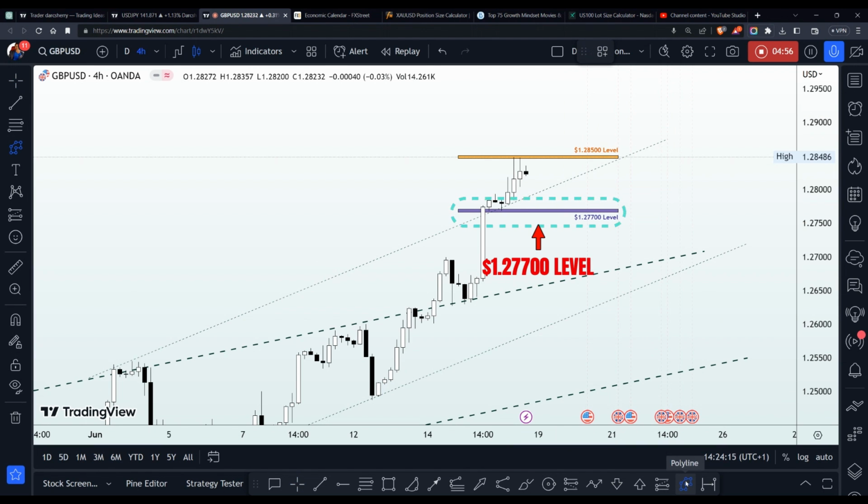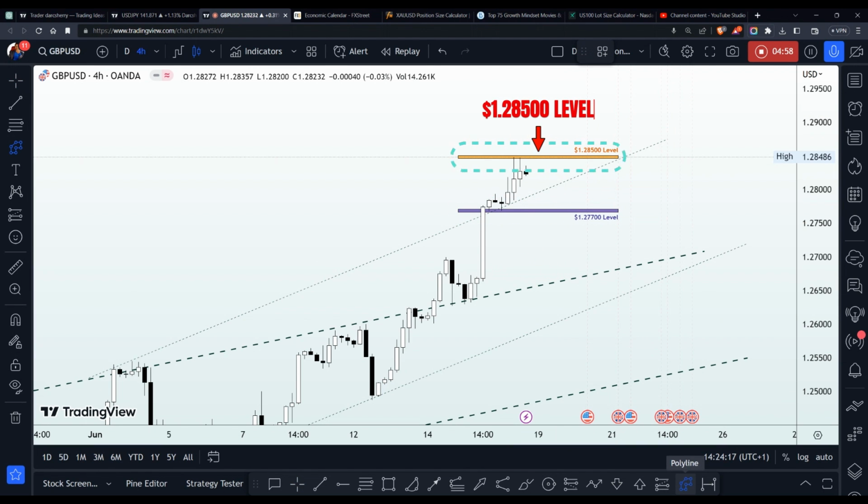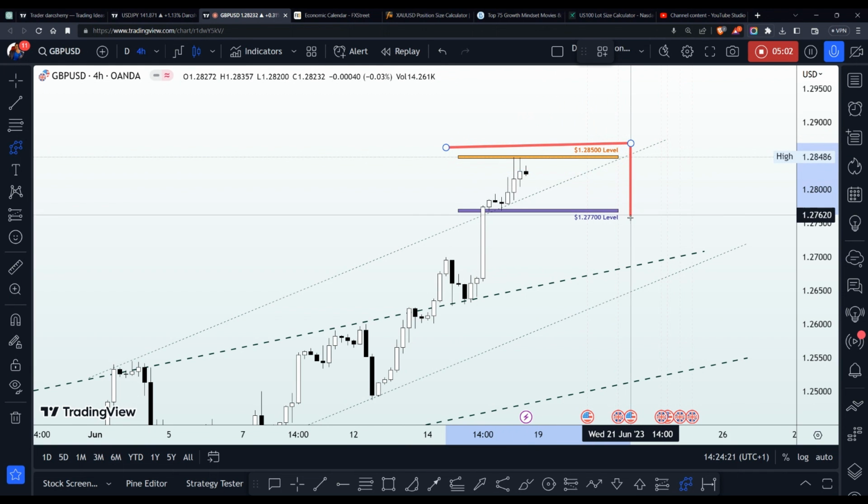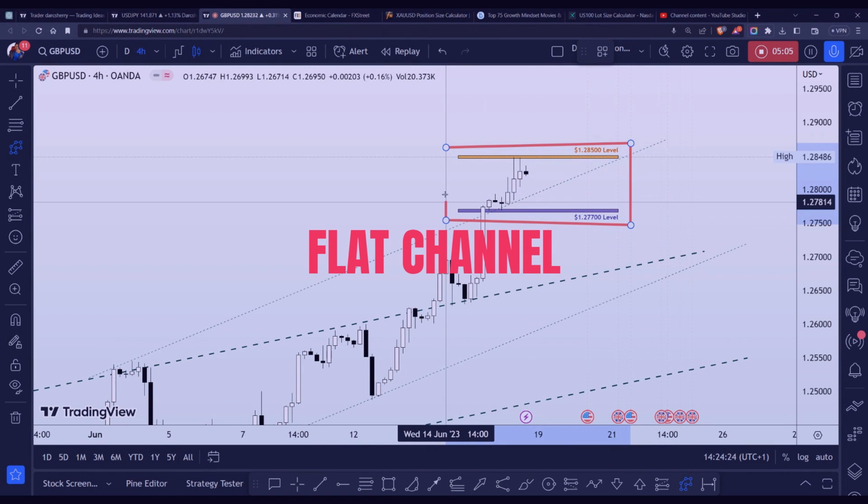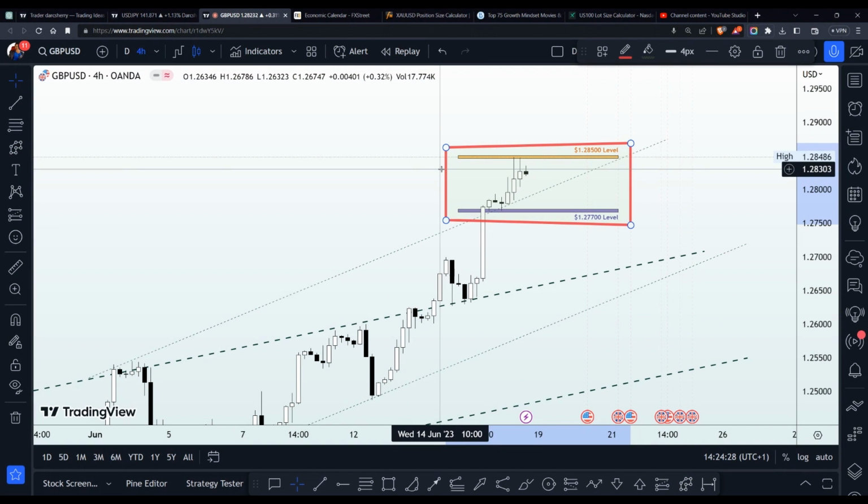that is the 1.2770 and my key level for the week, which is sitting at the 1.28500 level. And look at what we have here. We have a beautiful flat channel to work with at the beginning of the coming week. So you know how we do it whenever we have this kind of flat channel.